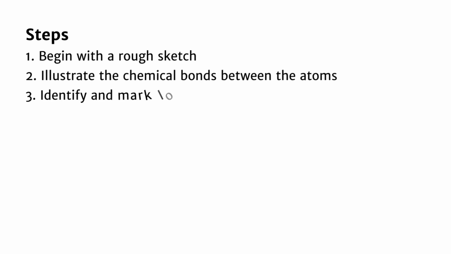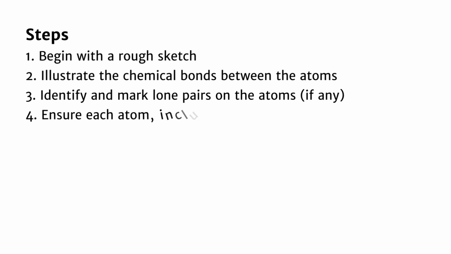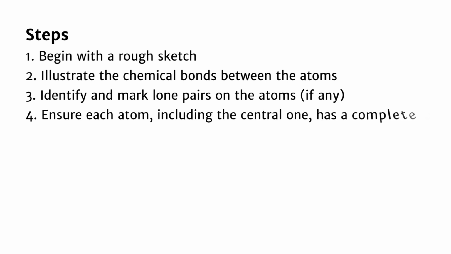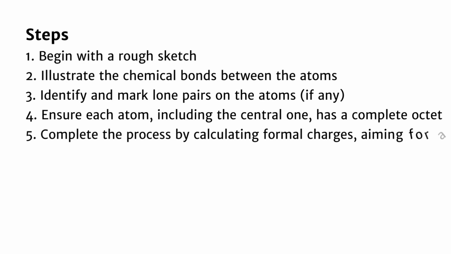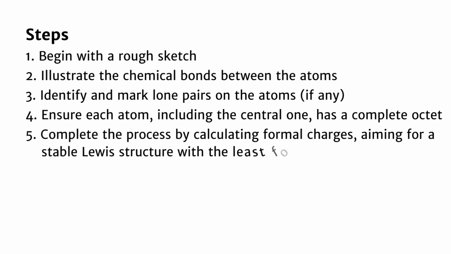Identify and mark lone pairs on the atoms, if any. Ensure each atom, including the central one, has a complete octet. Complete the process by calculating formal charges, aiming for a stable Lewis structure with the least formal charges possible.